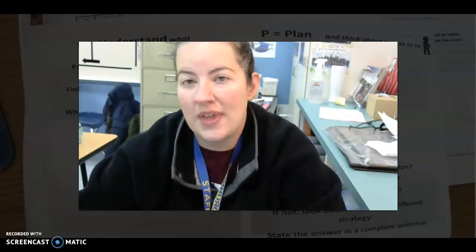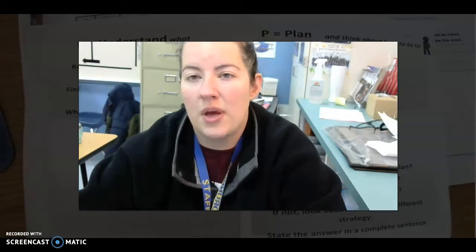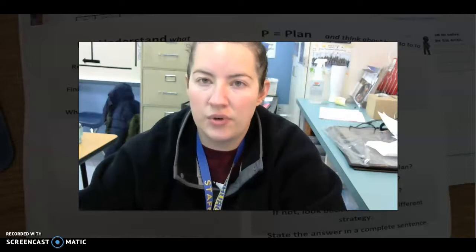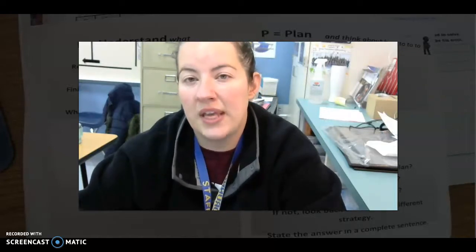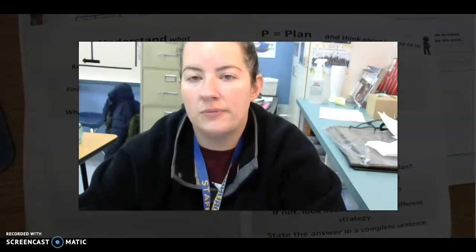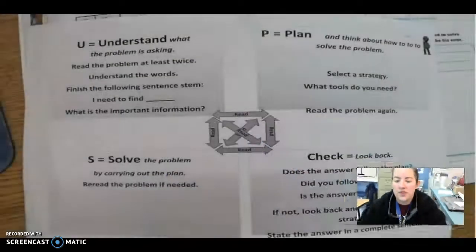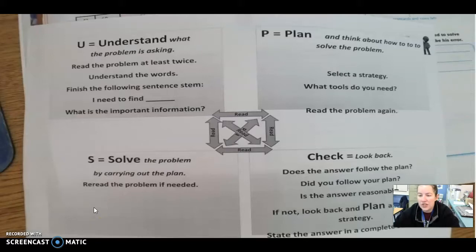So to help us with that, we're going to review a problem-solving strategy that you probably learned in second and third grade, to help us make a plan for our multi-step word problems. So the strategy is UPS check. I wonder how many of you have heard of that before.